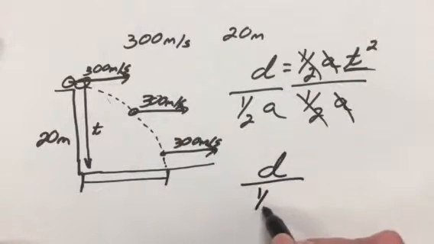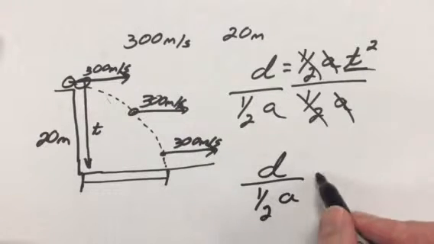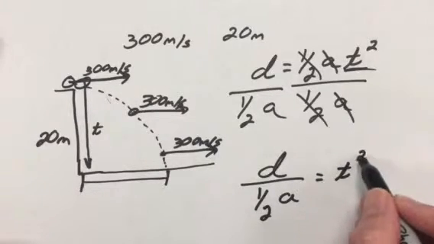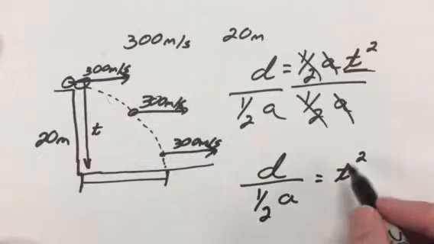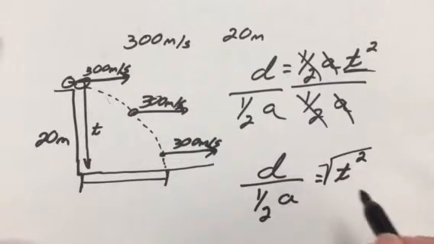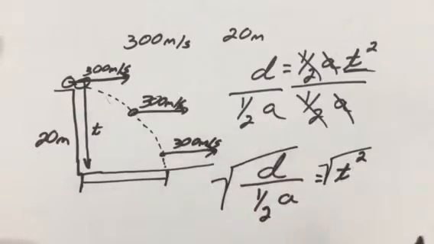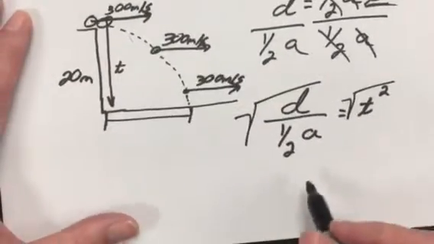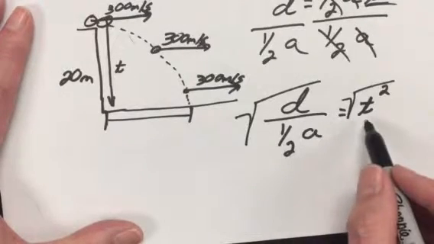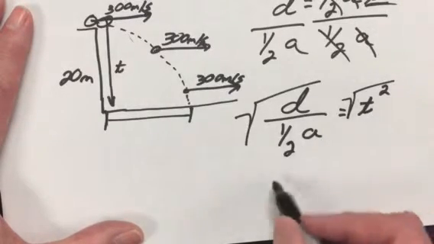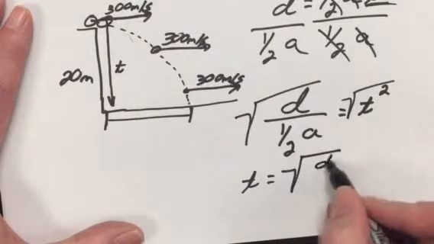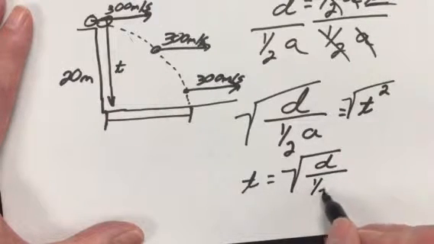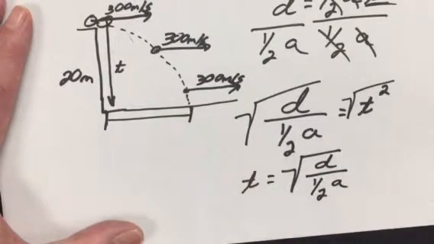So now we have distance divided by 1/2 times the acceleration due to gravity equals the time squared. Now, we don't need the time squared, we just want the time. So we have to undo that square, and the way that we do that is we take the square root of it. What we do to one side, we have to do to the other. So now we have rearranged this to equal just the time, which is the square root of the distance divided by 1/2 times the acceleration due to gravity.